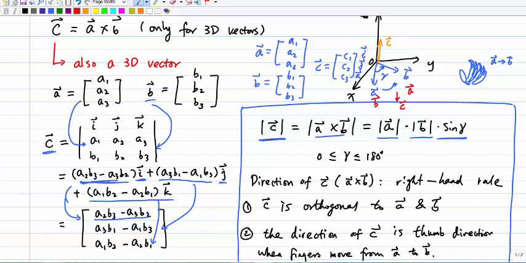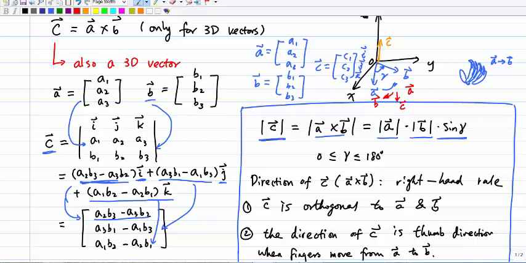If this is A, this is B, you go basically in this direction. So you're going to go down. If your fingers go in this counterclockwise direction, your thumb will point down. So that's why the C will point down. Okay, so that's what it means physically.